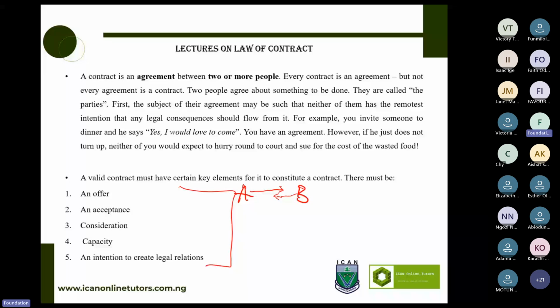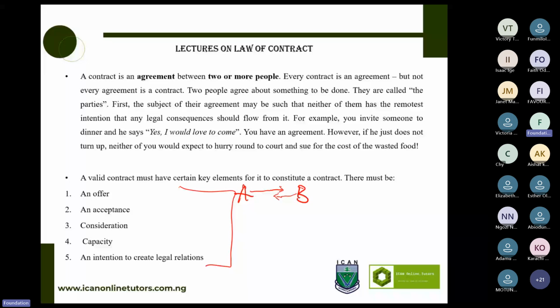B accepts without asking, "No, you are not on my level. Do you have a car? Do you have this?" All those questions that would be thrown back at A for A to retreat were not there. She just accepted on the surface. That is acceptance. Now, back to the commercial substance.